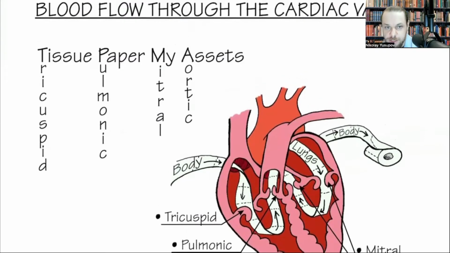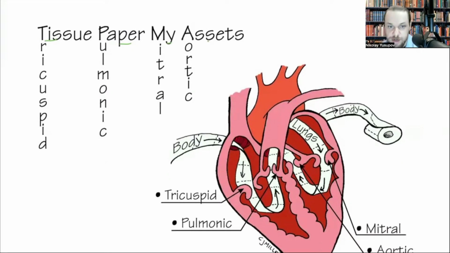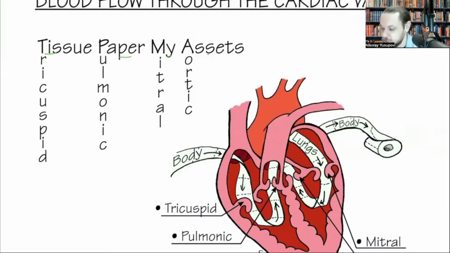A good mnemonic is "tissue paper my assets." This goes through the valves as the blood moves through the heart in normal physiology. So we have tricuspid, pulmonic, mitral, and aortic. If you want to remember, remember tissue paper my assets. This is a good mnemonic for the flow through the valves.